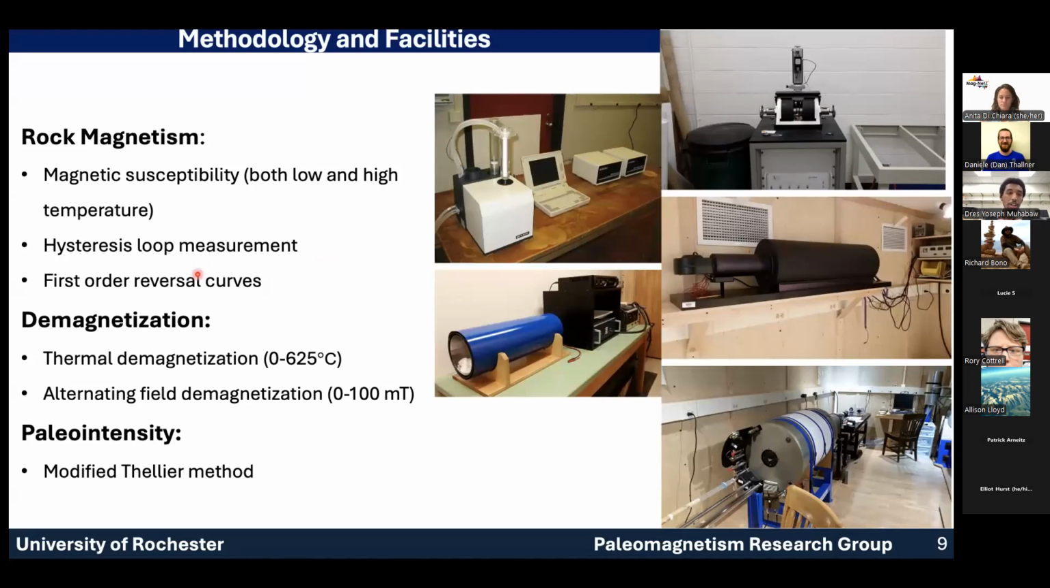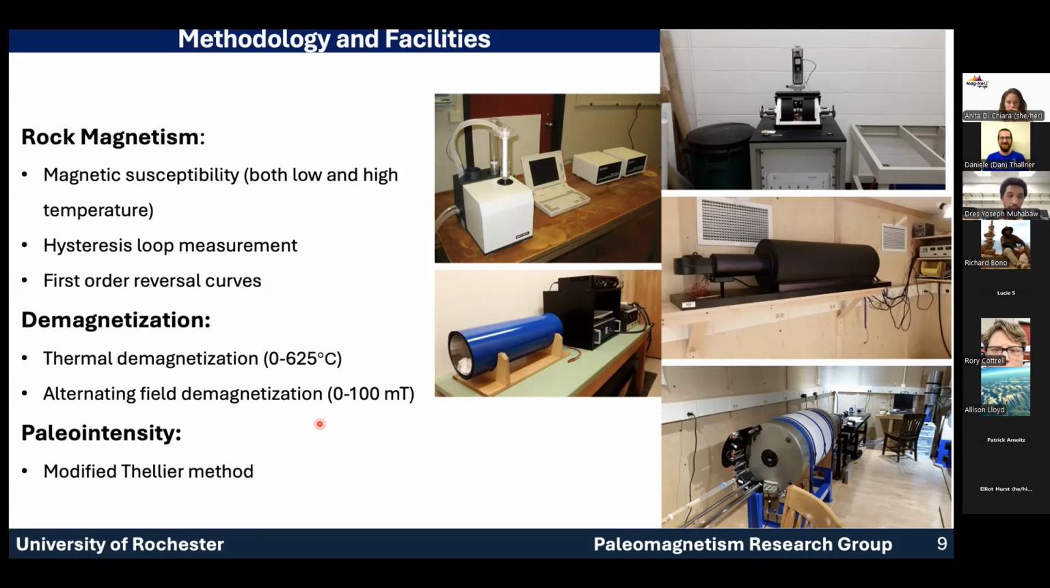So once we have a clear understanding of the magnetic behavior of our samples, we classify good samples for further experiments. And then we have the demagnetization. We employed both thermal demagnetization and alternating field demagnetization. The thermal demagnetization goes from 0 to 625 degrees Celsius. Sometimes we use 580 degrees Celsius, depending on the nature of our materials. And for alternating field demagnetization, we use from 0 to 100 millitesla peak fields.